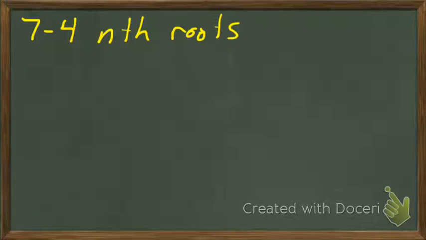This is 7-4, which is nth roots. Almost the entire thing has already been covered, except for one little wrinkle, which we'll talk about. First, though, we have to start with something that we already know. So we're going to do a couple problems like we've already covered to make sure that we're all good, and then we will discuss the wrinkle.